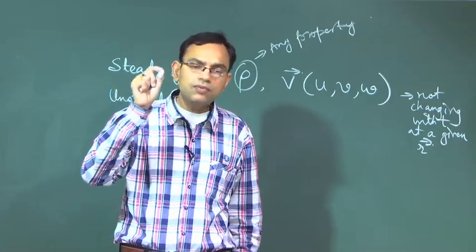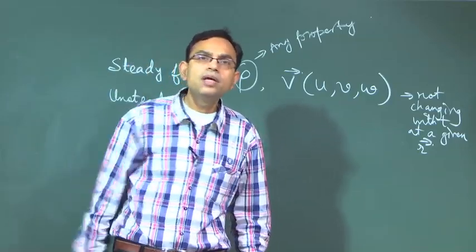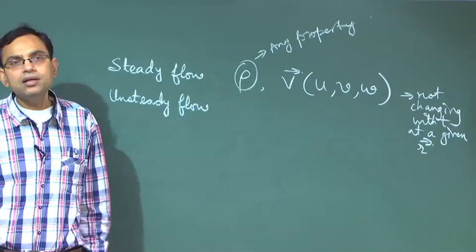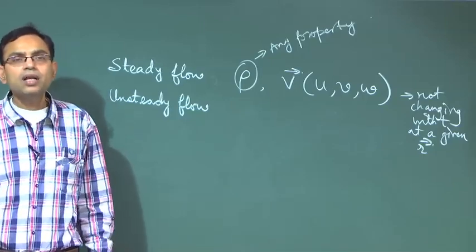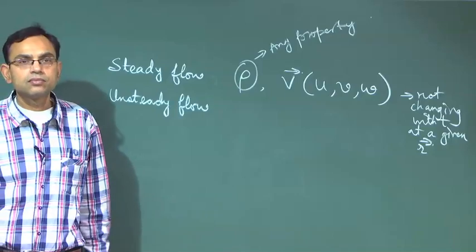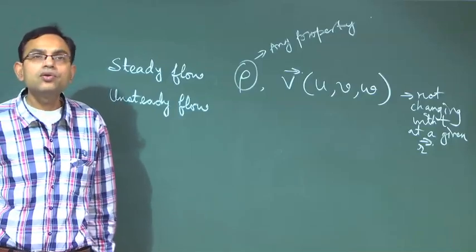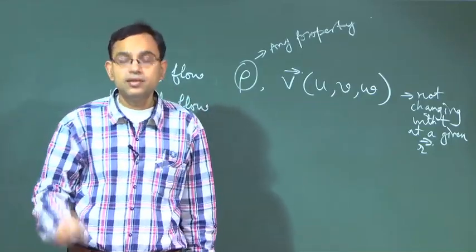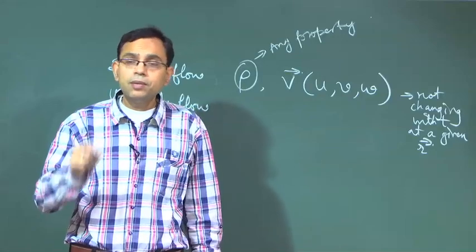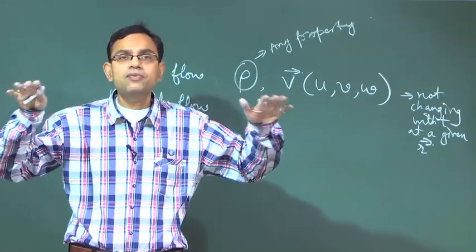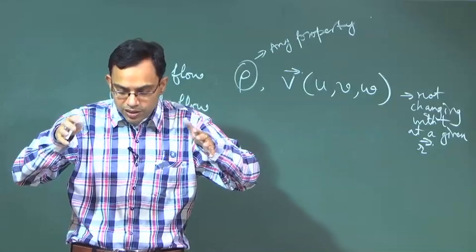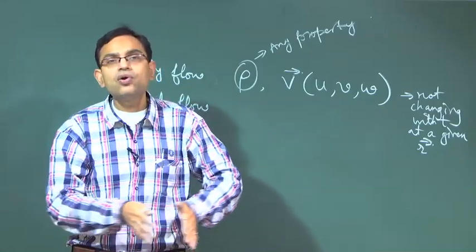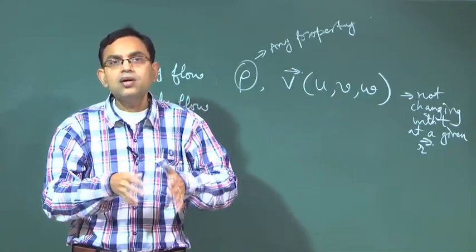So for the observer who is standing on the bridge, what will happen? The flow will appear to be unsteady, because the bridge is like a stationary reference frame, and with respect to that the observer will see that there is a change in the flow that he or she is observing.